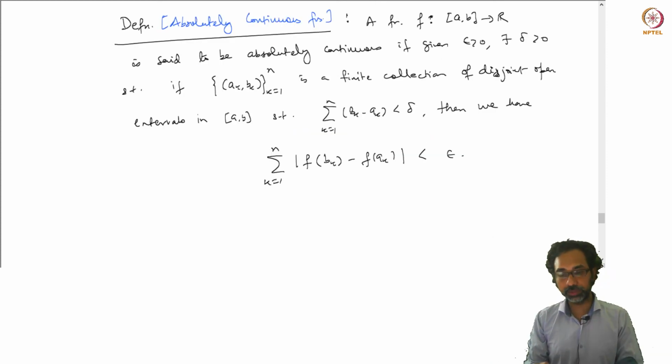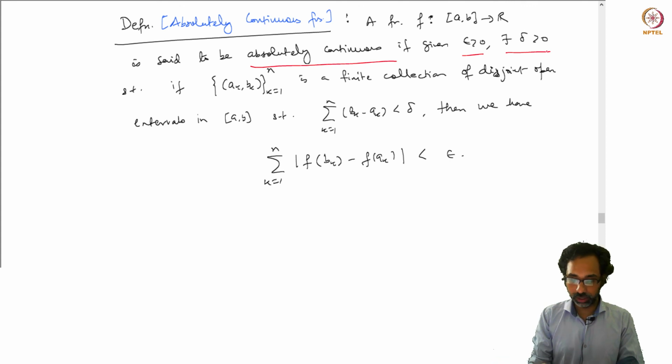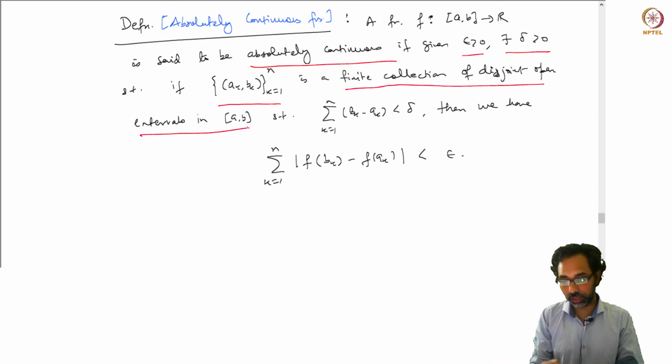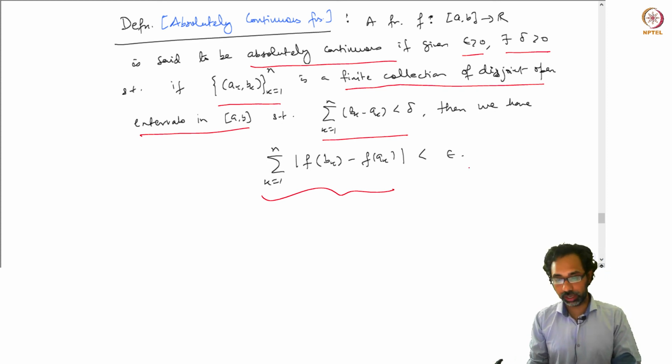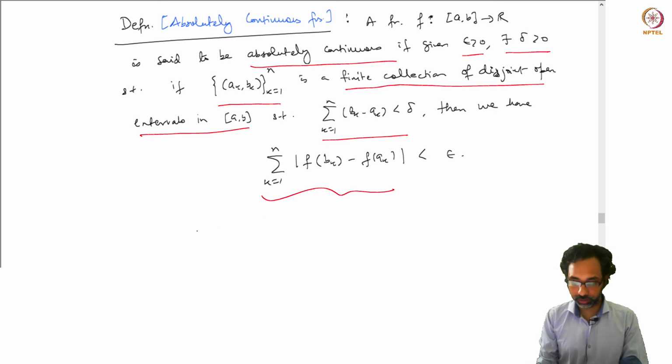We make the following definition for absolutely continuous functions. A function f is said to be absolutely continuous if given epsilon greater than 0 there exists delta greater than 0 such that if there exist finitely many disjoint open intervals (a_k, b_k) in [a,b] such that the total length of this union is bounded by delta, then the variation of f over these intervals is less than epsilon. So these are called absolutely continuous functions.